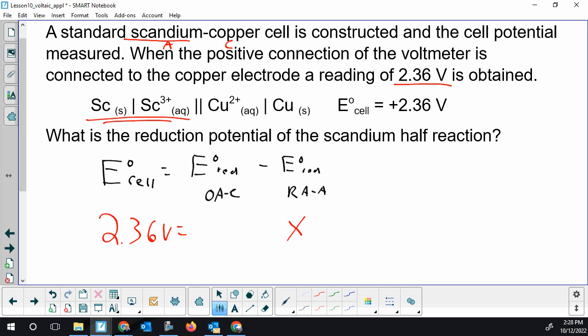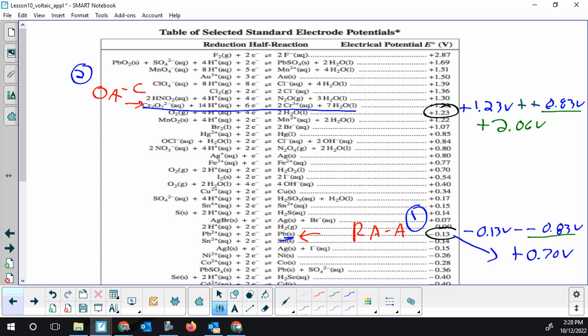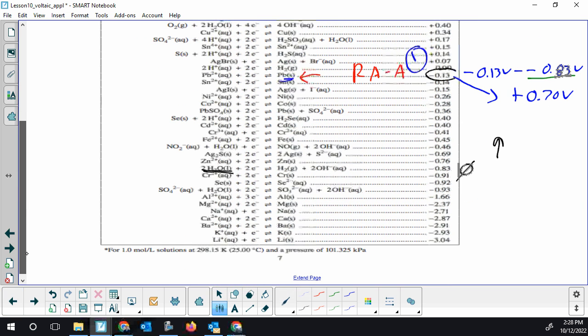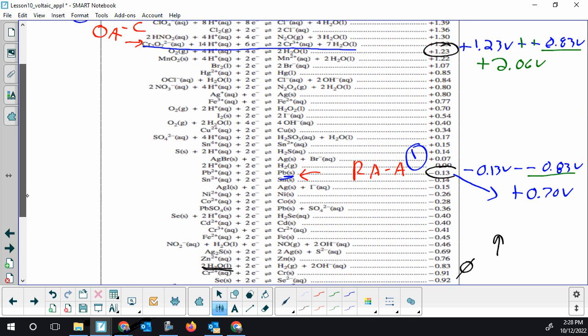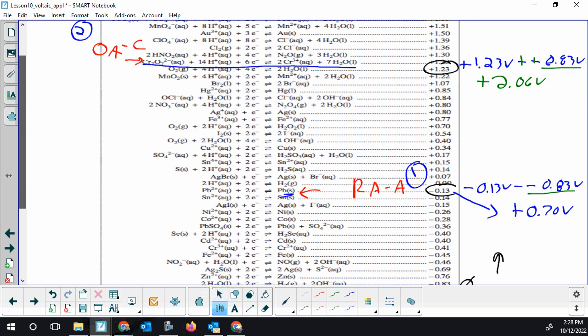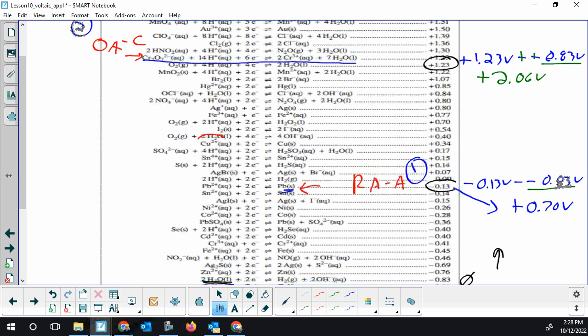So we need the reduction potential of the copper or we can't solve this, and we're okay. We got the reduction potential. That's in our data booklet. We don't have any scandium in here, so we're going to have to figure that out. We can't look it up. So where is standard copper? There's our standard copper half reaction. So that's going to be the cathode in this scandium copper cell, and that's 0.34 volts.